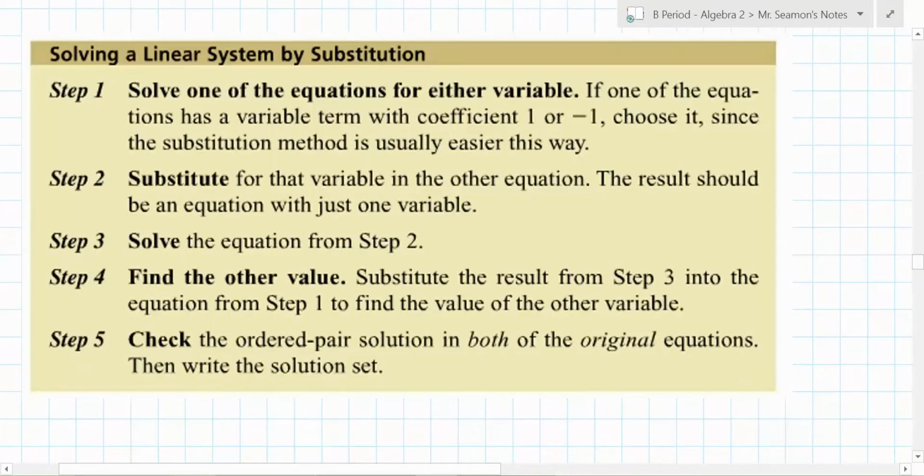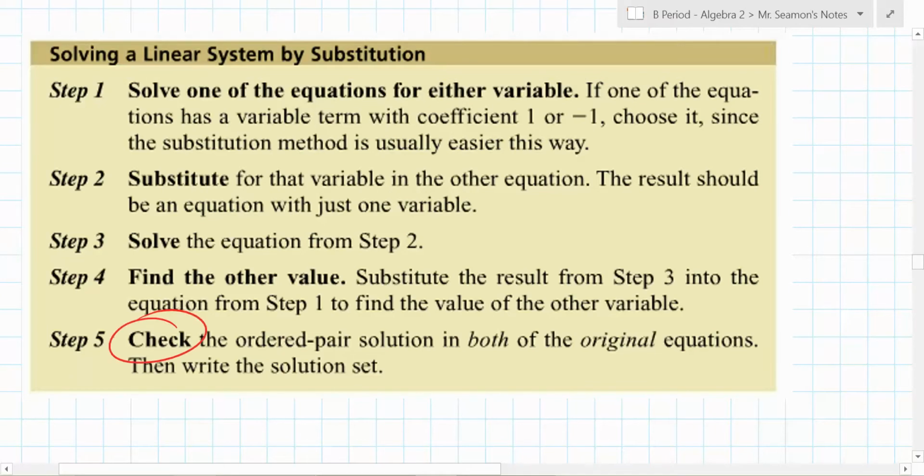So that's theoretically how you can follow substitution. Solve one of the equations for either variable. Does it matter which one you solve for? No. So if you get to choose, which one should you choose? Easiest one. Substitute, solve, find the other value, and then what step do most people skip?